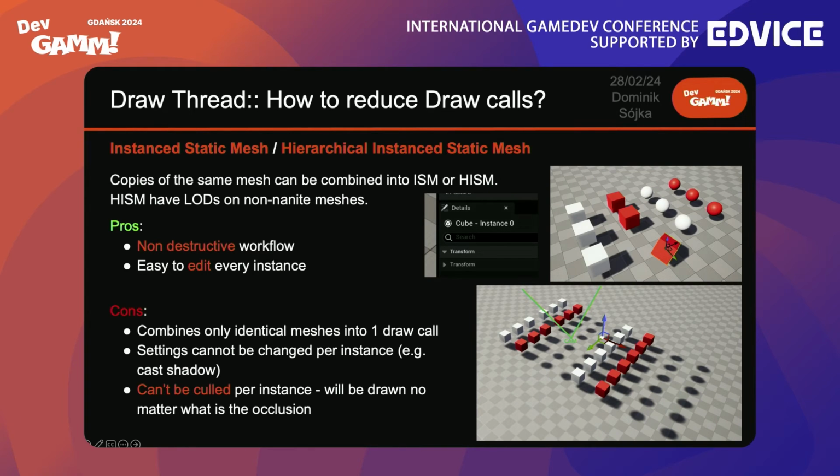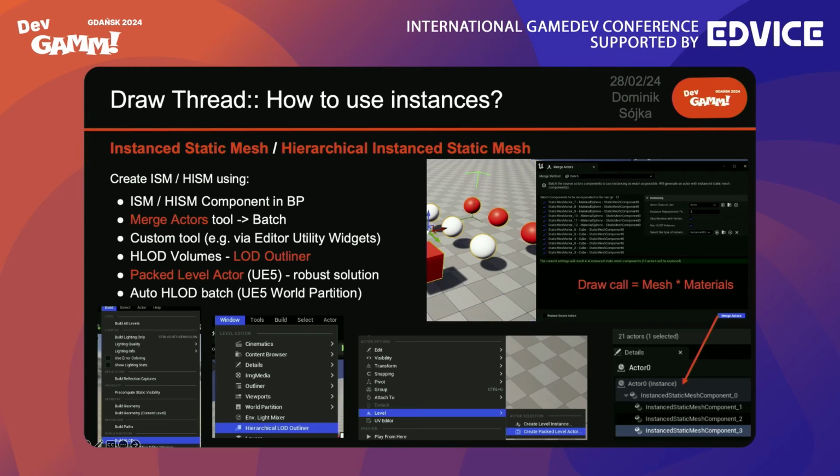The biggest con of using that tool is that they're not going to be culled per instance. So when you look at this picture where the camera is looking at the top, all the objects that are in the same hierarchical actor are going to be rendered, even if they are not visible on the screen, because they are not culled per instance. This is something important to remember.